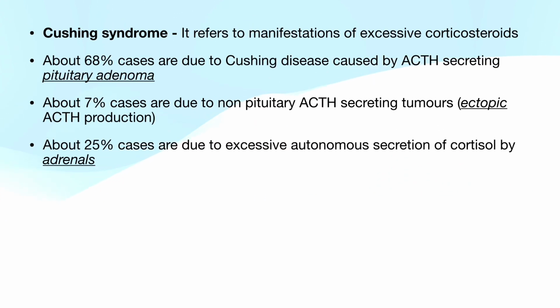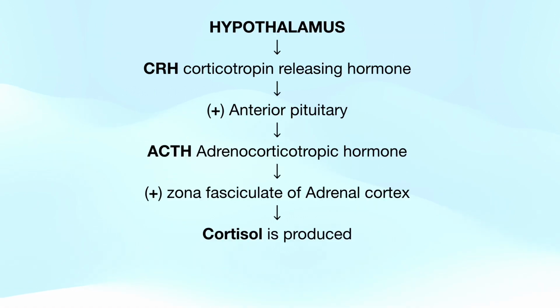Those manifestations which you see because of excessive cortisol in the body, it is Cushing syndrome. About 68% cases are due to Cushing's disease. About 7% cases are due to ectopic tumors which are secreting excessive ACTH. About 25% cases are due to excessive autonomous secretion of cortisol by adrenal gland.